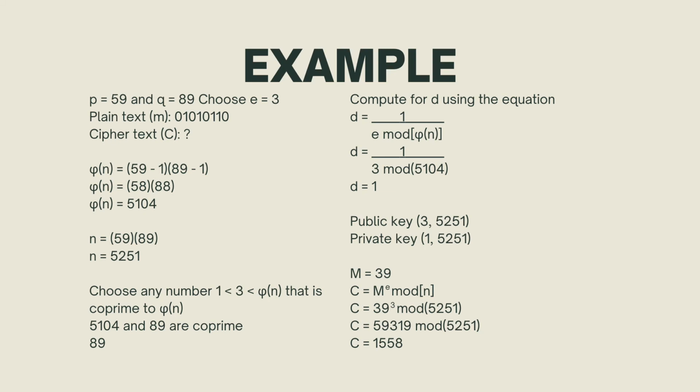Let us now have an example. Let us say that P is equal to 59 and Q is equal to 89, which are both prime numbers. Then we choose 3 as the value of our e. Our plain text is 01010110. We have to solve for a ciphertext.